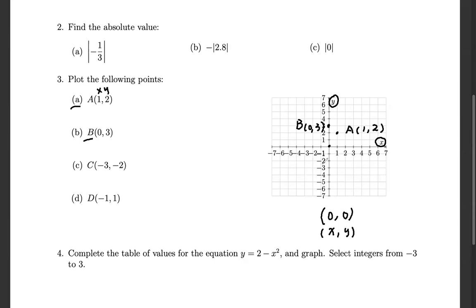C, -3, -2. X value -3 here on this line, then y value -2 here. So C is -3, -2. Then D will have -1, +1. -1 x value here, the y value is +1. So this point is D, -1 and 1.